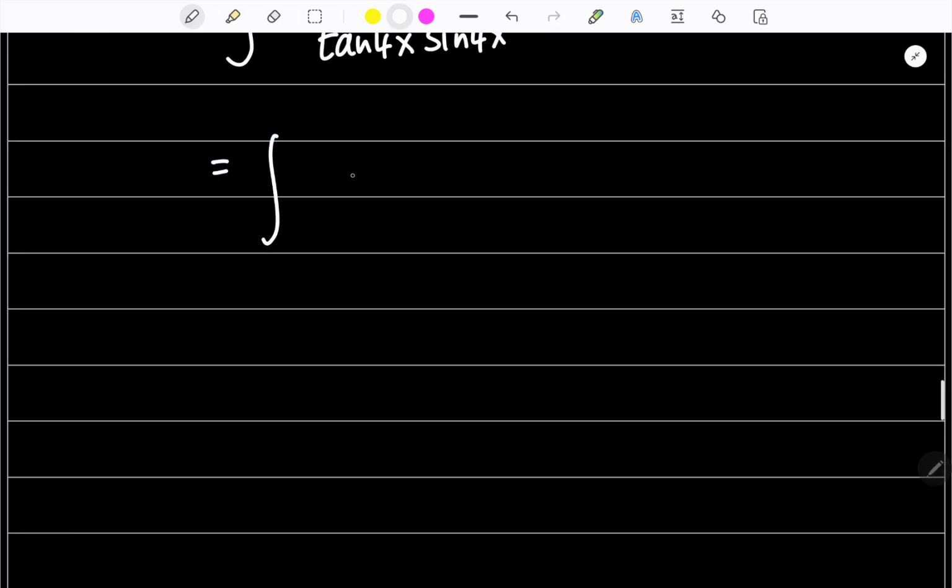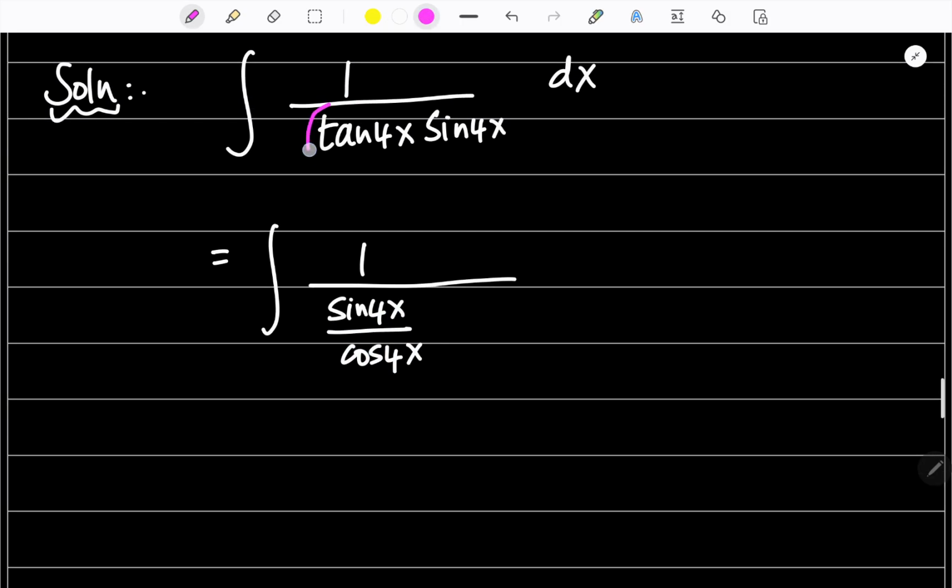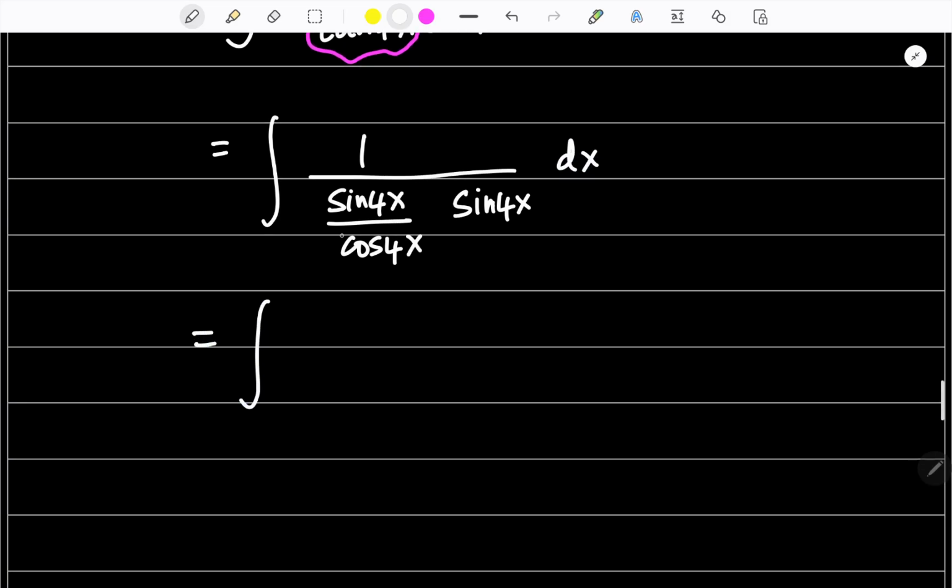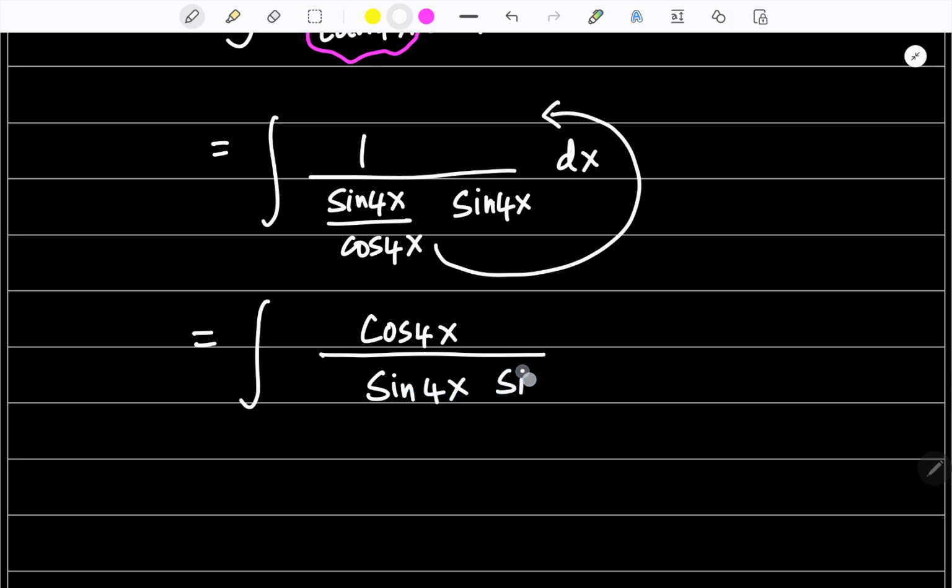So this equals integral 1 divided by sine 4x divided by cosine 4x. Why am I doing this? Because I wanted to go to some rule. Before that, I'll try to simplify. If you go with sine and cosine, your integrations will be so easy and you're able to get the answer. And then times sine 4x dx. Now this equals integral, this cosine 4x I'm going to flip, so cosine 4x divided by sine 4x and then sine 4x dx.